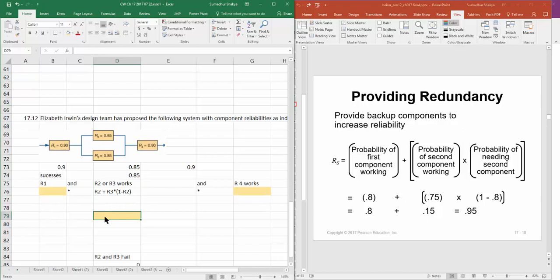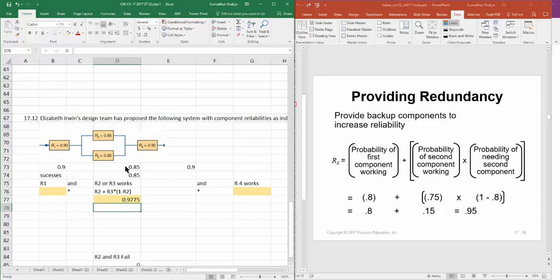Yes, okay. So the probability that we will use R3 plus the success rate of R2 when R2 will fail, 1 minus R2. Okay, so the combined probability would be 0.9775.